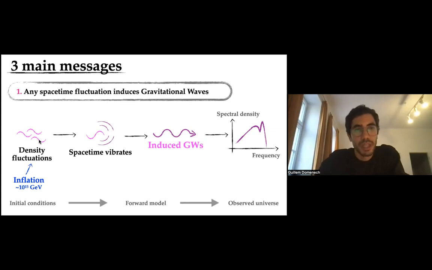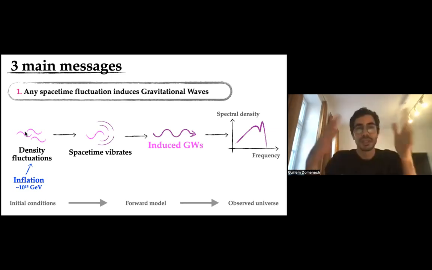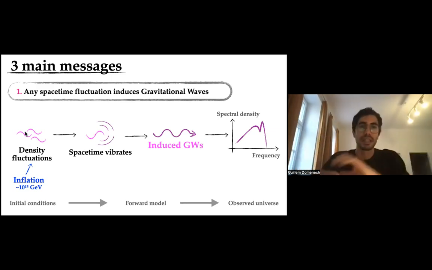For example, you have density fluctuations that are generated by inflation, and these density fluctuations evolve, they oscillate, and somehow they shake the metric, they shake the space-time, and these vibrations propagate as induced gravitational waves. You will have some spectral density, with frequency, some profile. So you give some initial conditions, these gravitational waves are generated, and in the end, you see the spectra.